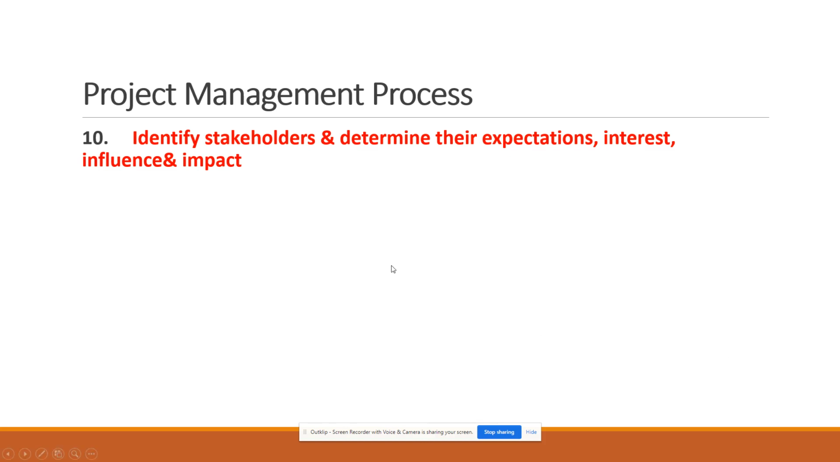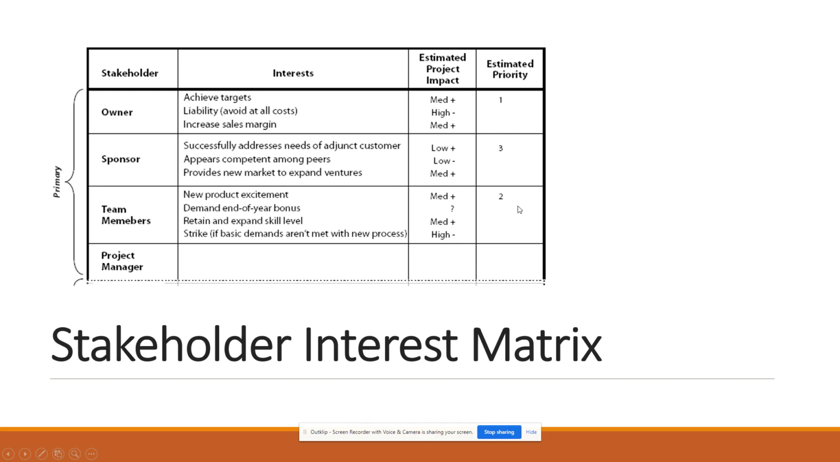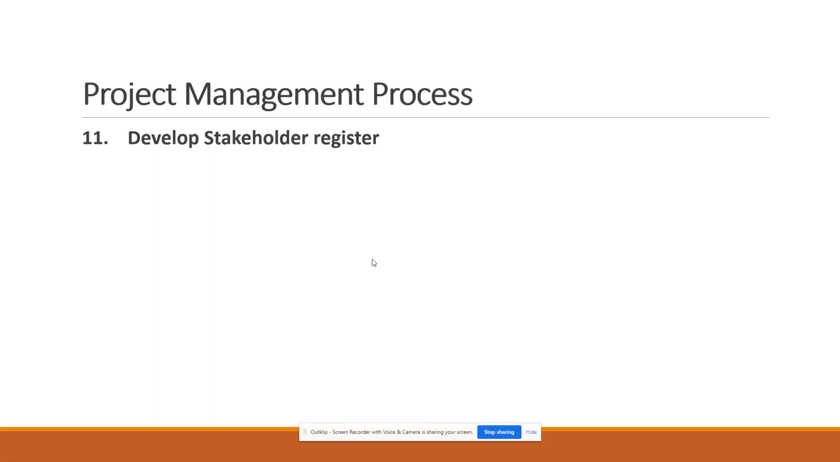Okay. In identify stakeholders, determine the expectation, interest, influence, and impact. This is just one example, not related to the example we have explained; it's a common example I have mentioned here. Okay, so the next thing is develop stakeholder register. Once you identify the stakeholders, you have to mention all of them in the register, with their phone numbers, email IDs, contact person, everything. That is develop stakeholder register.